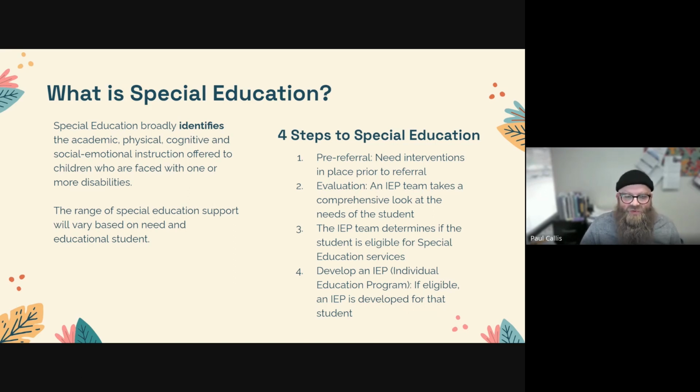After that, we would meet to determine the eligibility of the student, and if that student does meet the eligibility criteria for one or more disabilities, we would develop an IEP, an individual education program. And then from there, we would have supports in place.